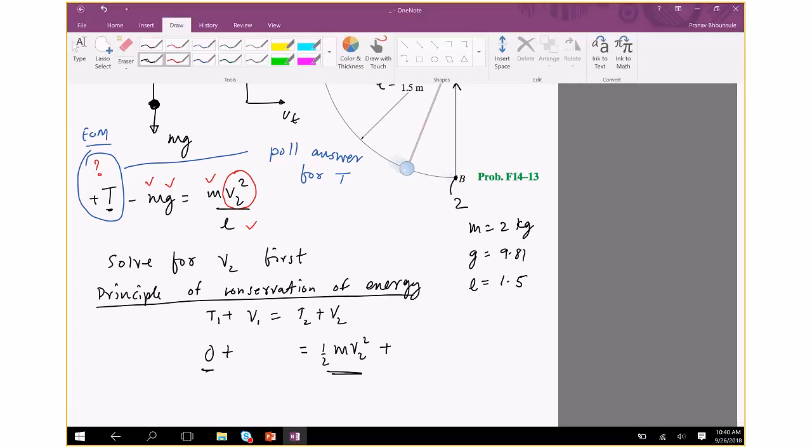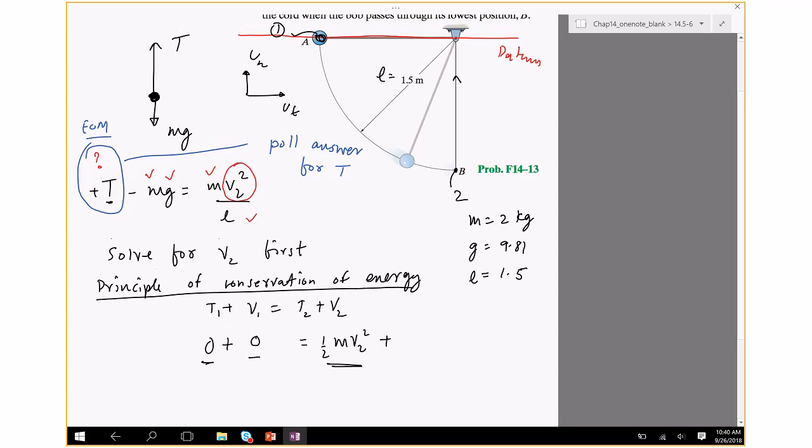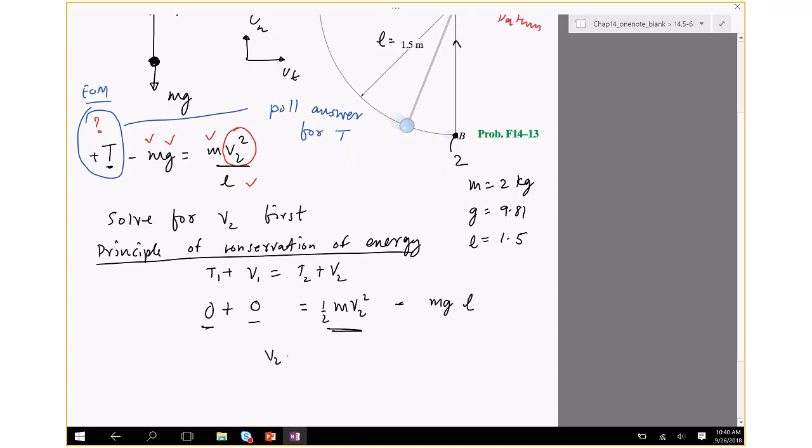Okay, if you choose the datum right on top, then the initial potential is going to be 0. The final potential is going to be mg, so that's the potential at B, times the distance. It's going to be the length of the pendulum, and since it's below the datum, it's going to have a negative sign. So V2 squared equals 2gL, that's what you get. I would put this over here and solve for T.